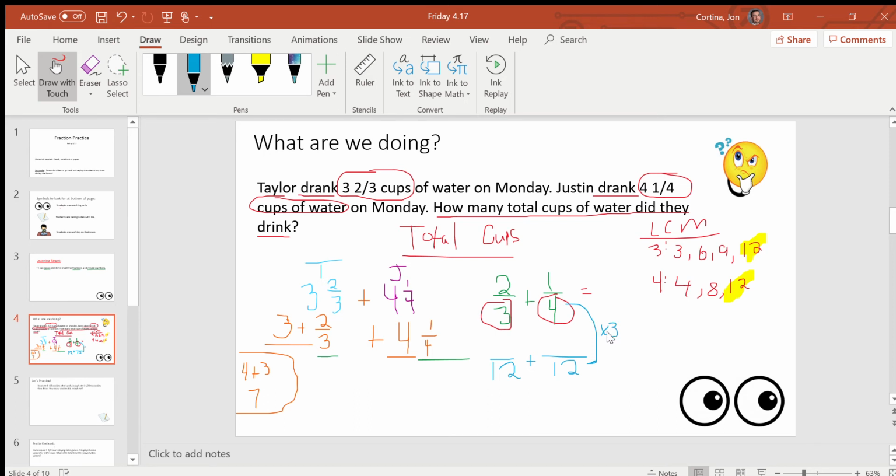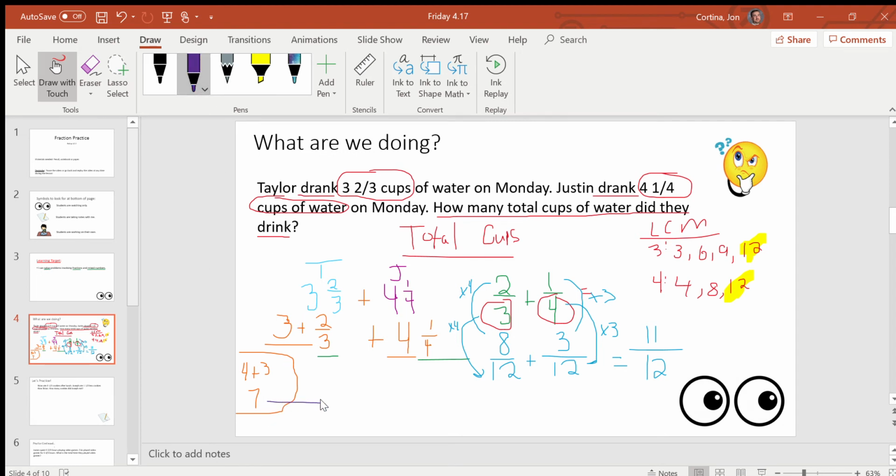Multiplied by 3. Do the same to the top. 3 times 1 is 3. How do we get from 3 to 12? Well, we multiplied by 4. Let's do the same to the top. 2 times 4 is 8. So we have 8 twelfths plus 3 twelfths give us 11 twelfths. I recognize this number from a problem we did a little while ago, and I realize that it cannot be reduced or simplified into any other fraction. It is 11 twelfths.